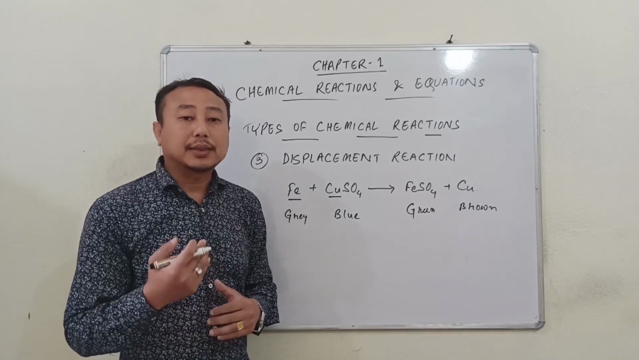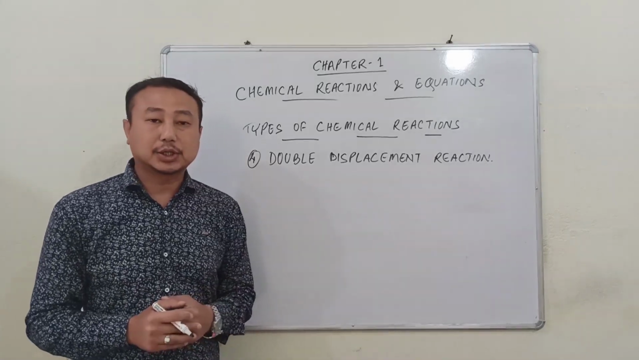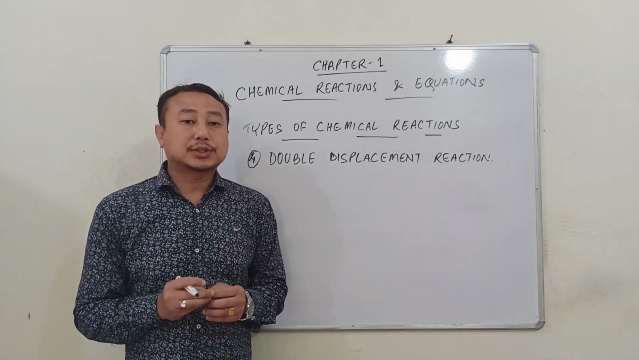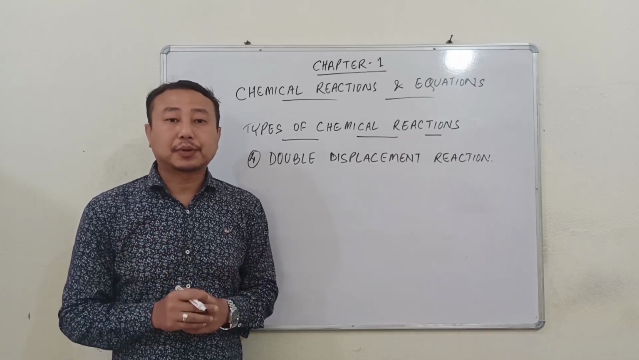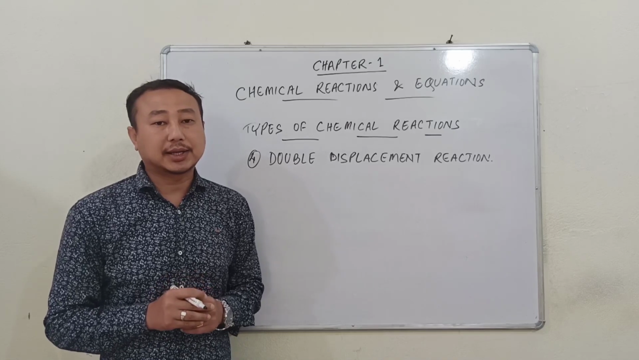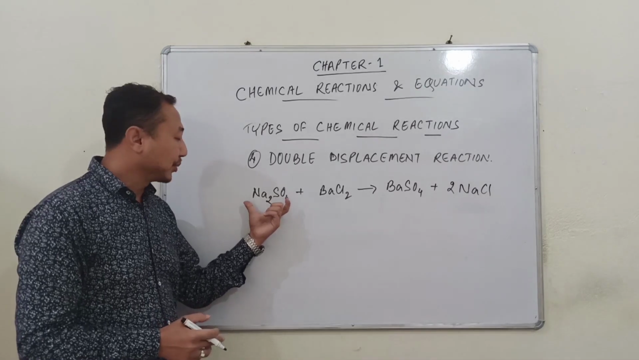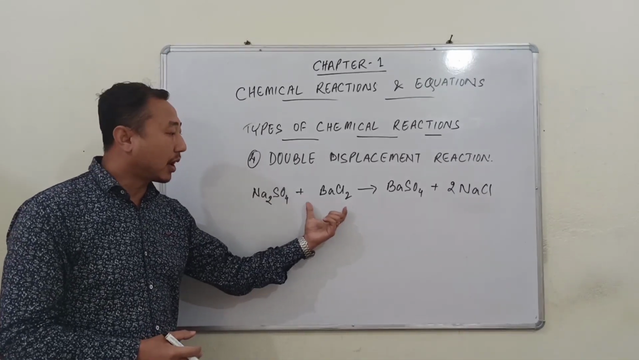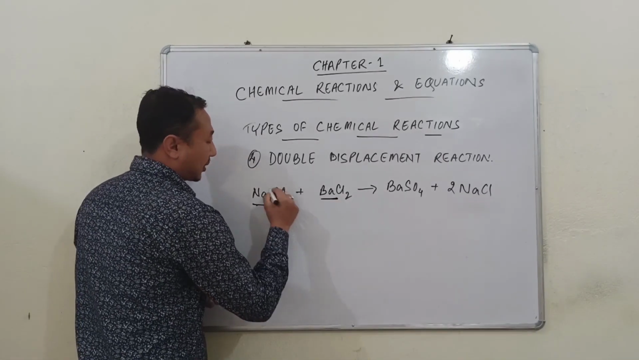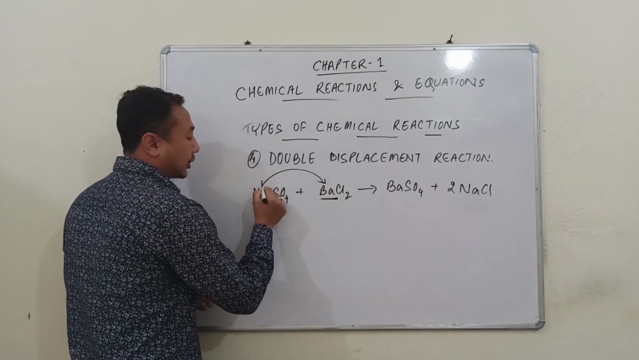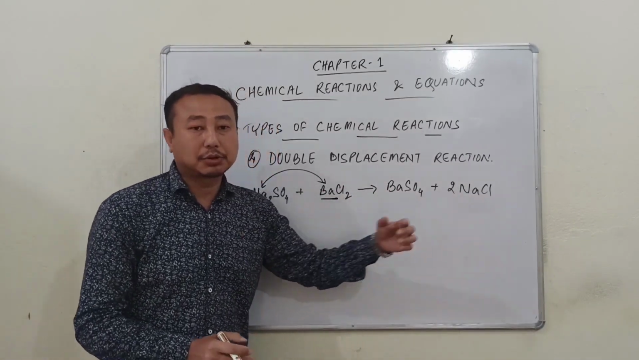Now let us come to the next type of reaction. The next type of reaction is double displacement reaction. This is a type of reaction in which two different compounds are reacted and there is an exchange of ions. Let us see by taking an example. In this example, two different compounds, sodium sulfate and barium chloride, are reacted. When these two are reacted, the ions of the metallic parts exchange. After exchanging, they form barium sulfate and sodium chloride.